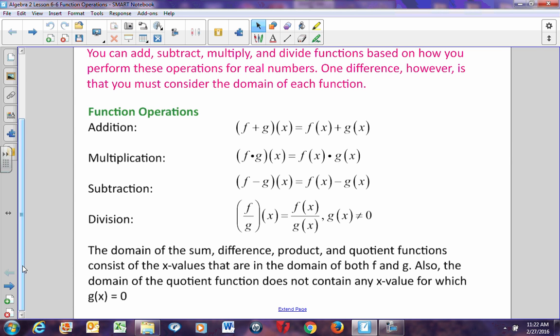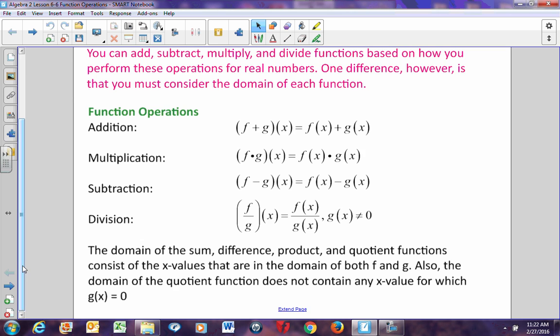But the thing you must remember is that the domain of the sum, difference, product, and quotient functions consists of all the x values that are in the domain of both f and g. Also, the domain of the quotient function does not contain any x value for which g of x will equal 0. So in other words, you have to be able to know what your domain is as well.